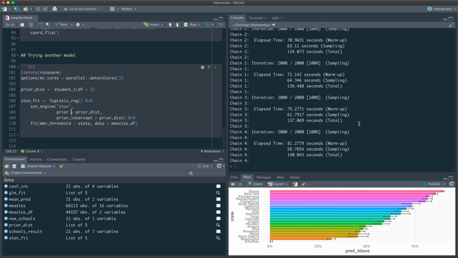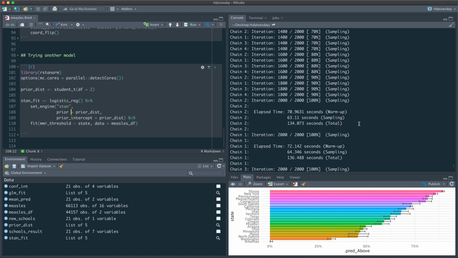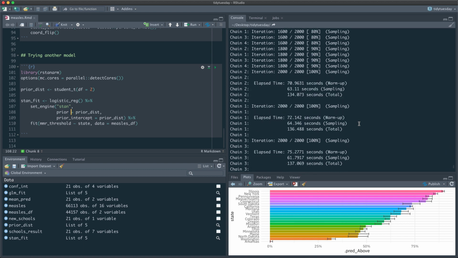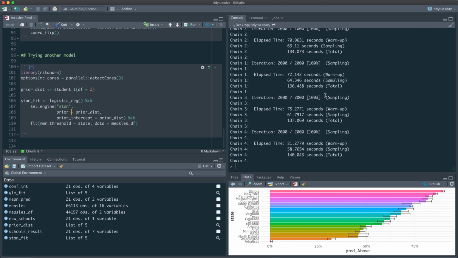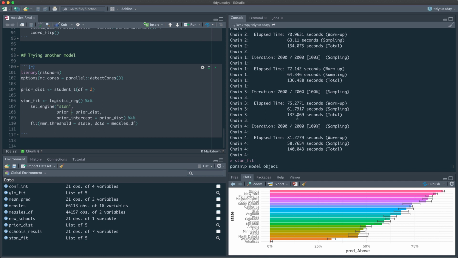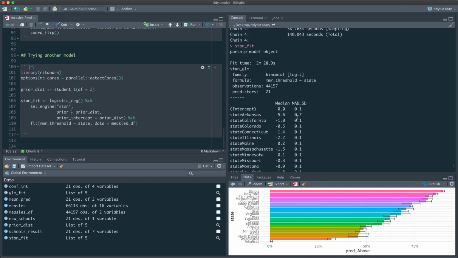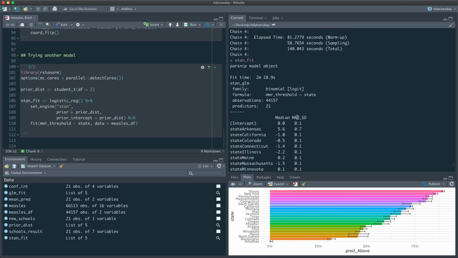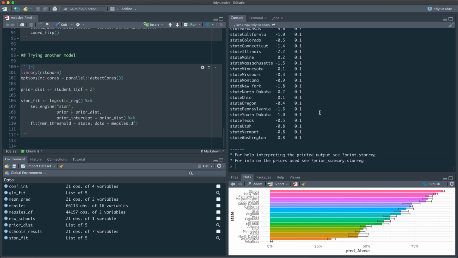All right, we're back. So this model finished training. You can see here we got to the end, to 100%, and it finished its training. So we can see what it looks like here. Here's the median, and it tells me what it did, you know, it's a binomial, and the kind of model that it did.